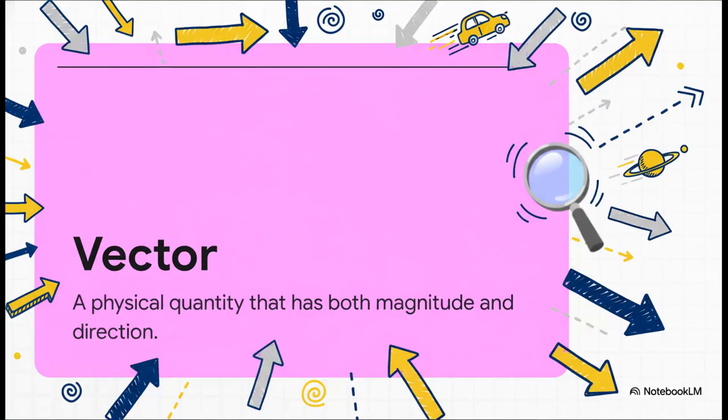So just burn this into your brain. A vector is like a 2-for-1 deal. You always get two critical pieces of information wrapped up together. How much and which way. And it's this two-part nature that makes vectors so incredibly powerful for describing motion in a plane.